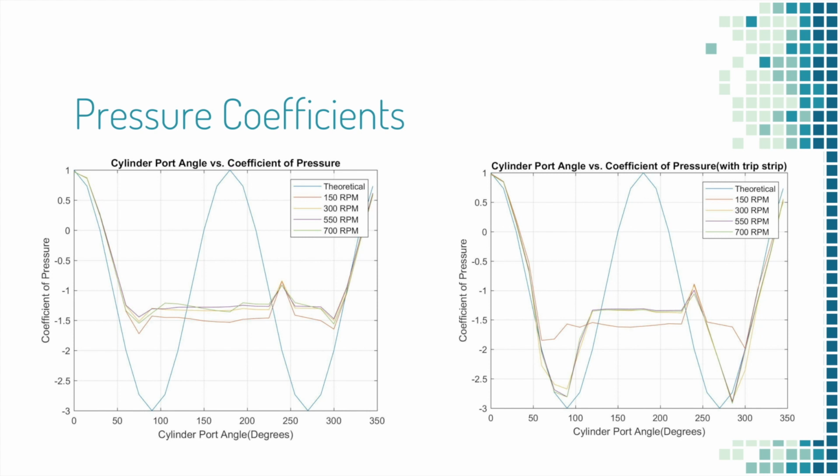When we take a look at these pressure coefficient plots, the right-hand side being the runs with the trip strips affixed and the left-hand side being the ones without the trip strips, we see on the right-hand side that the flow separates at around 120 to 115 degrees, and then again at 250 to 270 degrees, as opposed to the left-hand plot where the flow is separating at about 90 degrees, and then again at about 300 degrees. This increase in separation angle on the right-hand side indicates flow being attached much longer to the cylinder.